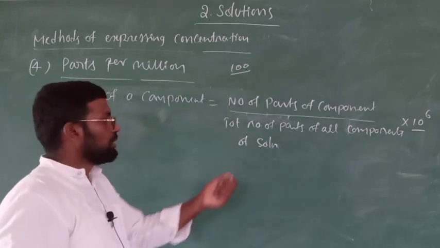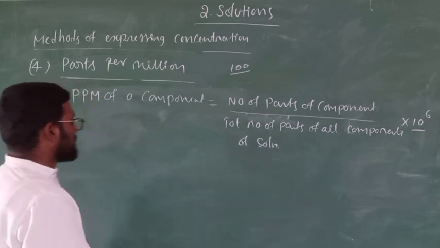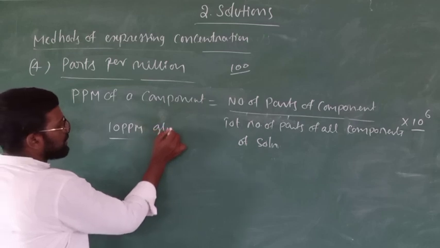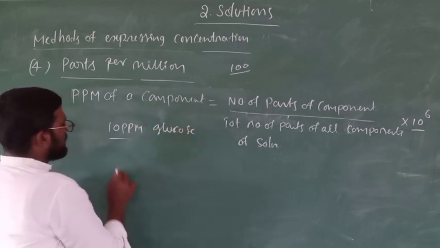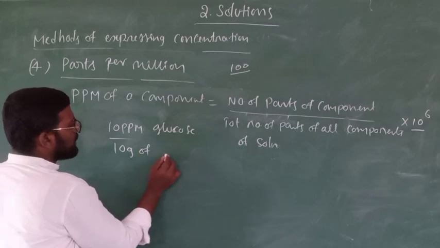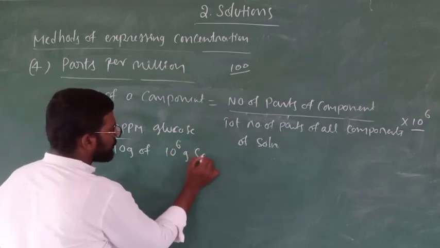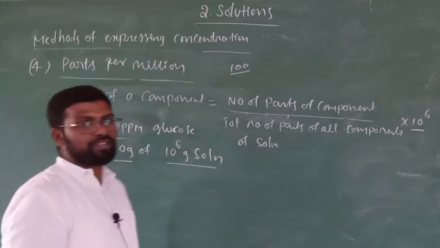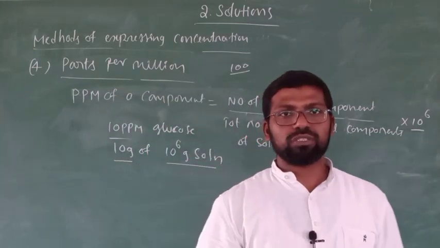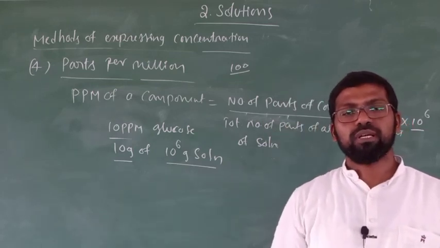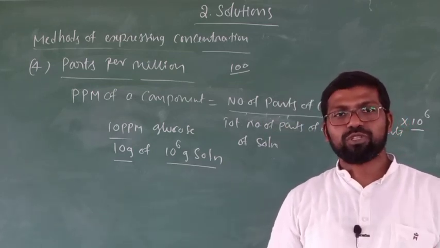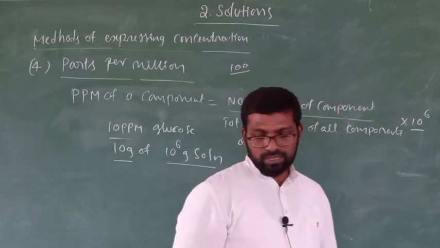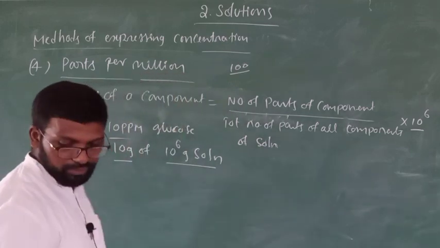This is ppm. Just before I have given one example that 10 ppm of glucose means 10 grams of glucose in 10 power 6 grams of solution. 10 power 6 grams of solution contains only 10 grams of glucose. If I say 1 ppm of sugar solution, then it means 1 gram of sugar present in 10 power 6 grams of sugar solution. Right?